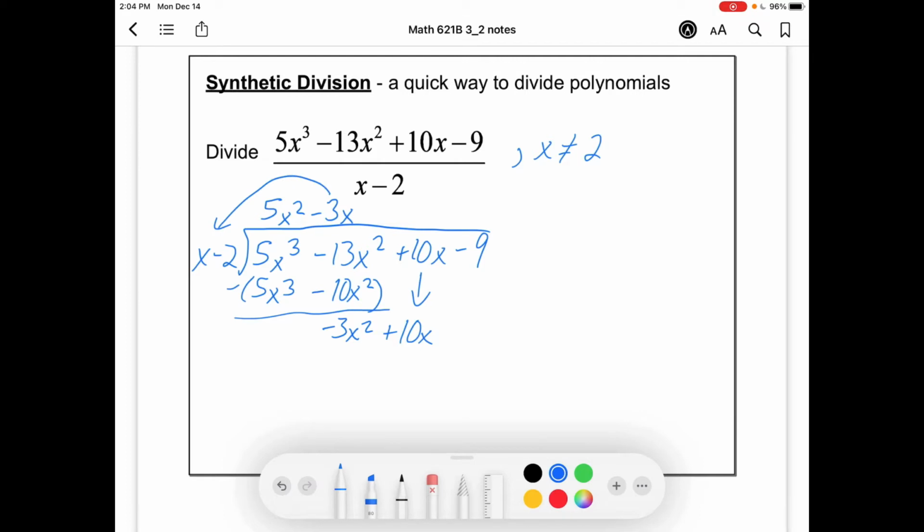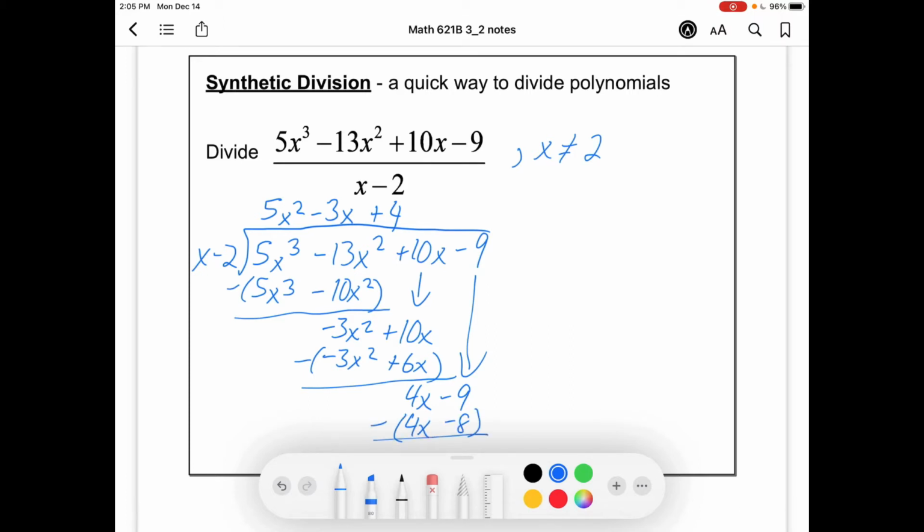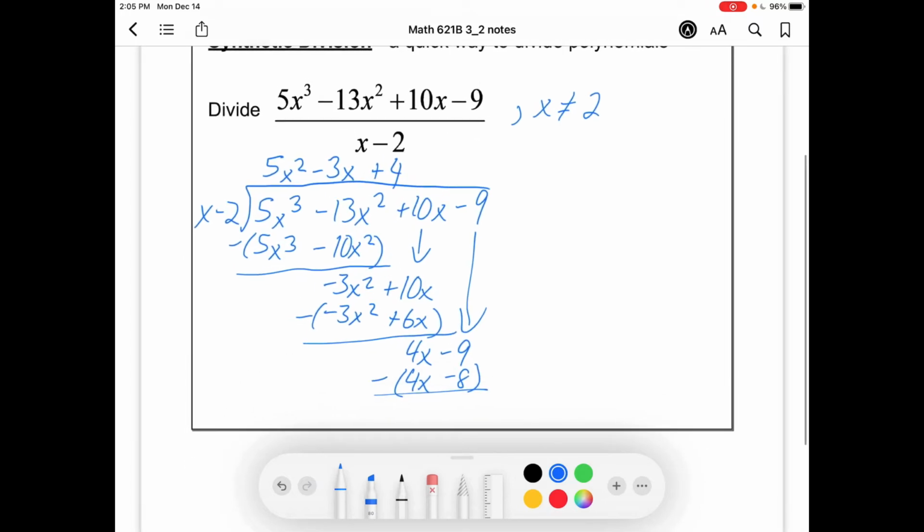Now I multiply that whole thing by x minus 2. And I get negative 3x squared, and I get positive 6x. And now I'm going to subtract again. Okay, and this is maybe a little safer. I'll get a 4x here, bring a term down, divide by x, I get positive 4. Multiply it back in, I get 4x minus 8. Carefully subtract, and I'm running out of room here. I'm going to end up with negative 1 as my remainder. Okay, r is negative 1.